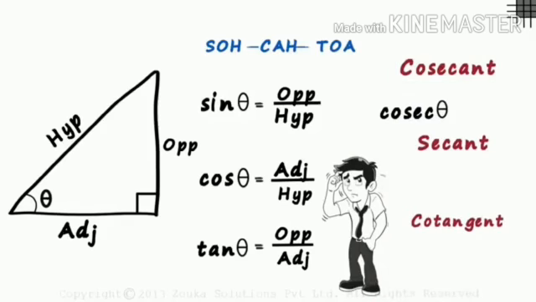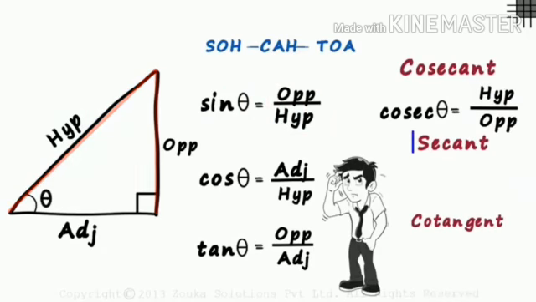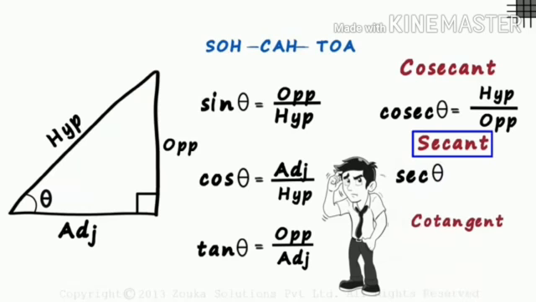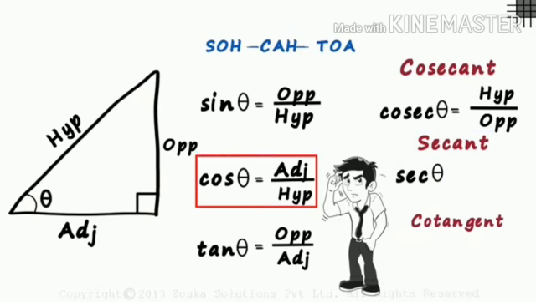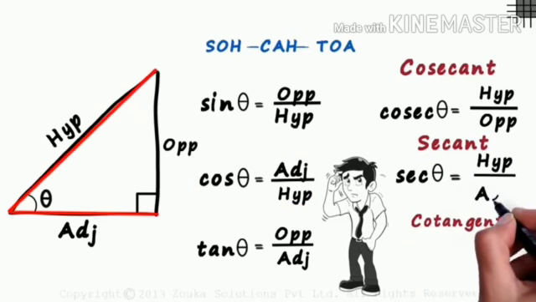Sometimes it's also written as CSC theta. But we will be using cosec in our videos. The formula is simple. It's the reciprocal of sine theta. Sine theta is opposite by hypotenuse. Cosec theta is hypotenuse by opposite. The secant function is written as sec theta. And guess what? That's the reciprocal of cos theta. Reciprocal of cos theta is hypotenuse by adjacent.